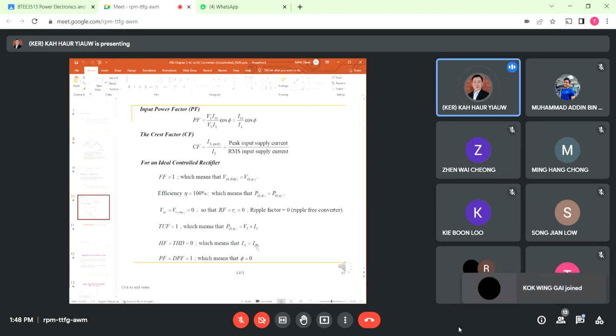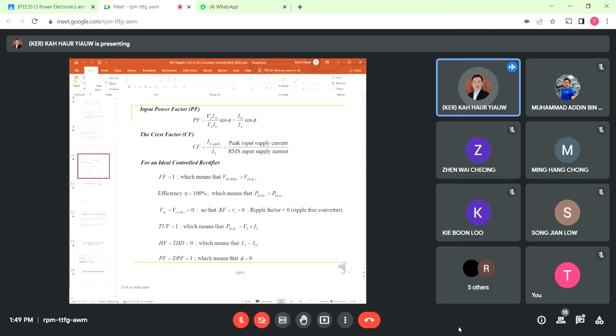And then we also have the power factor or the DPF. DPF is called the displacement power factor. Displacement power factor is equal to 1 for the ideal case because there will be no phase difference between the current and the voltage waveform. That is why your phi equals 0, so cos 0 gives you 1. All right, so far so good.